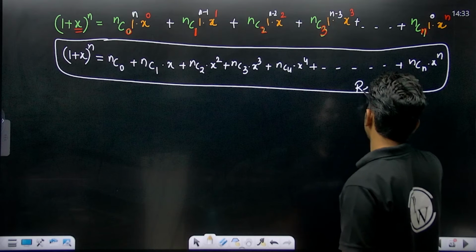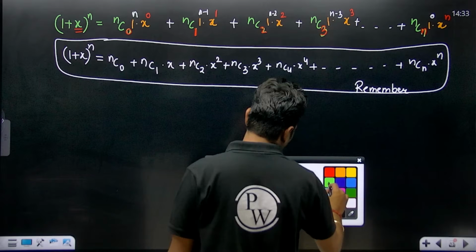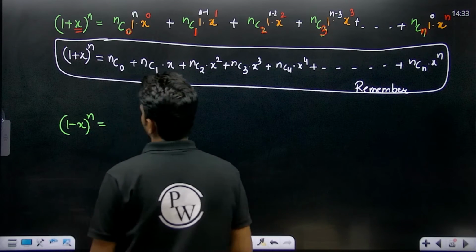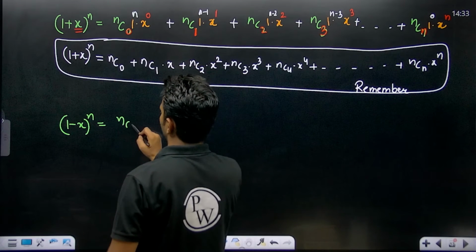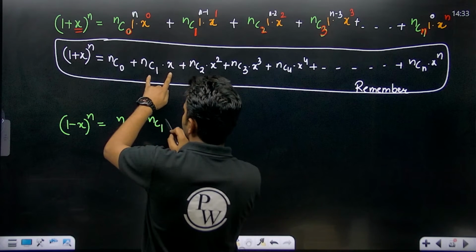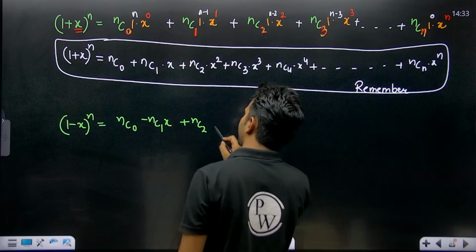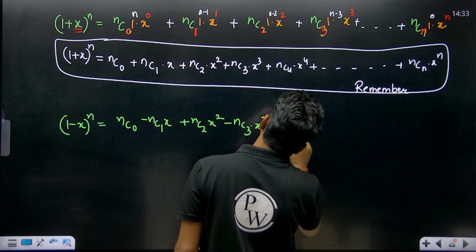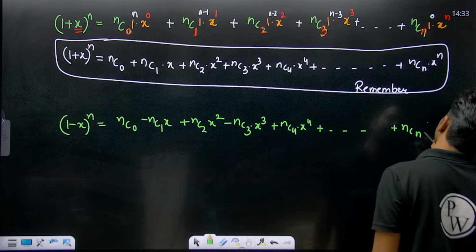Remember, on a similar basis, if we want 1 minus x to the whole power n, then over here in place of x we need to put minus x. So over here no x is there, so nc0 will come as it is. Over here, if in place of x you put minus x, it will become minus nc1x. This will become nc2x square only, because minus x whole square will also be x square only. Over here minus nc3x cube, then over here nc4x to the power 4, and so on you're going to move, and ultimately it is going to be something like this.